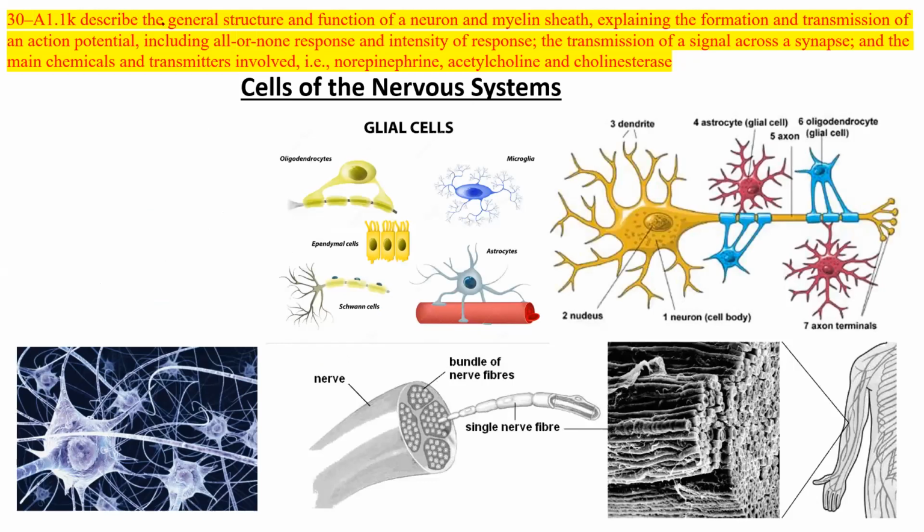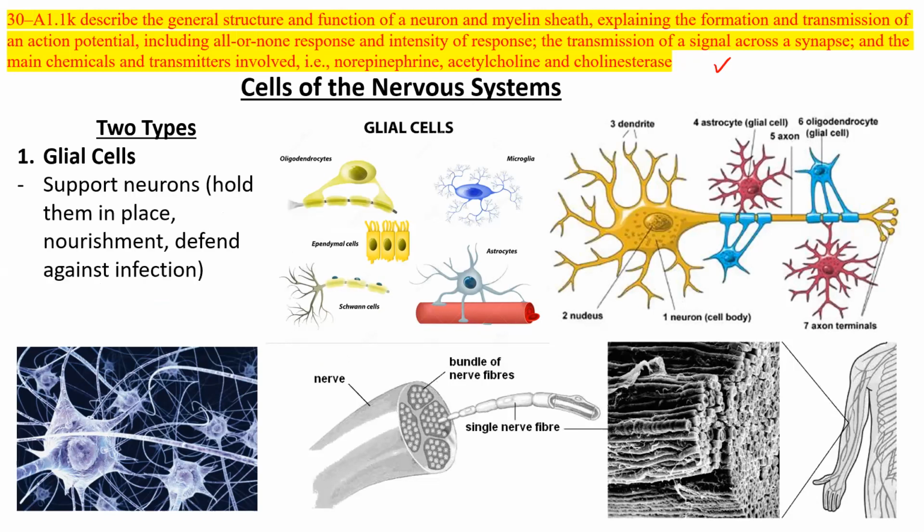Okay, first bullet point, general structure and function of the neuron, myelin sheath. Tell me about the nerve. What is it? How does a nerve function? Different parts. And this is a big bullet. Two types of nerve cells. There's the glial cells, which support neurons, hold them in place, provide nourishment, and defend against infection.